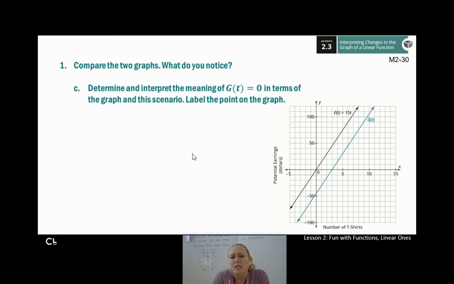What does g of t equals 0 mean? This is a little different. So what does g of t equals 0 mean? Again, in terms of the graph, in terms of the scenario, where's the point on the graph? Just like last time, only we changed it a little bit. Go ahead and hit pause, work this out, jot down your thoughts, hit play, keep going.